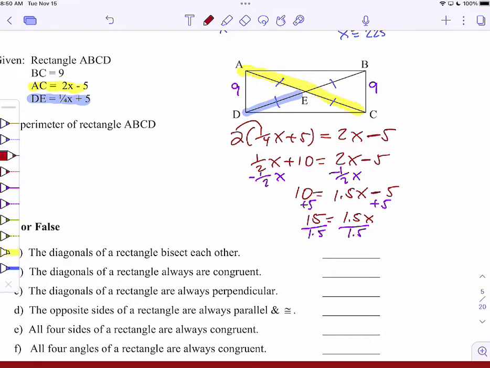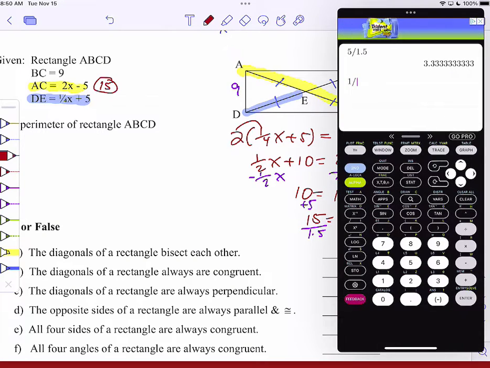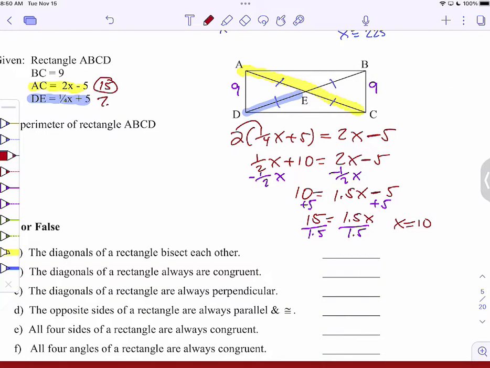So this gives me 10. Okay, that sounds more like what I would want. If you would have checked that answer, it would not have come out to make sense. DE, I'll do in a second. Let's do AC first. So AC would be 20 minus 5, which is 15. DE is 1/4 of 10. 1/4 times 10 plus 5. I got 7.5. Does that make sense? 15 and 7.5? Yeah, because all these pieces are 7.5, 7.5, 7.5, 7.5, because 7.5 plus 7.5 is 15.